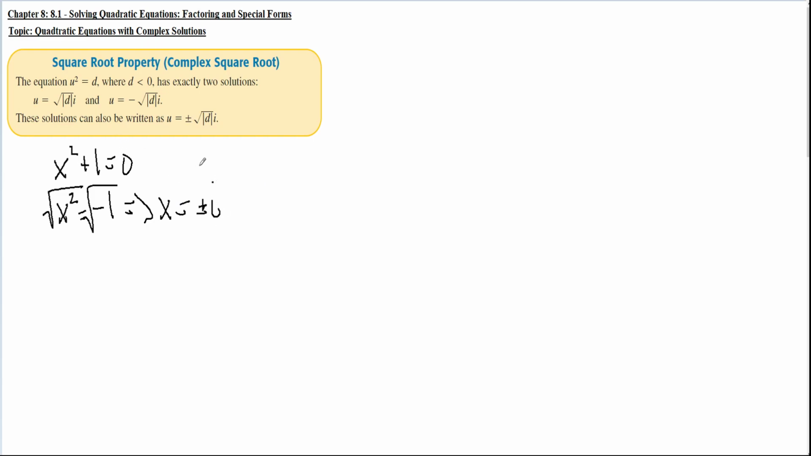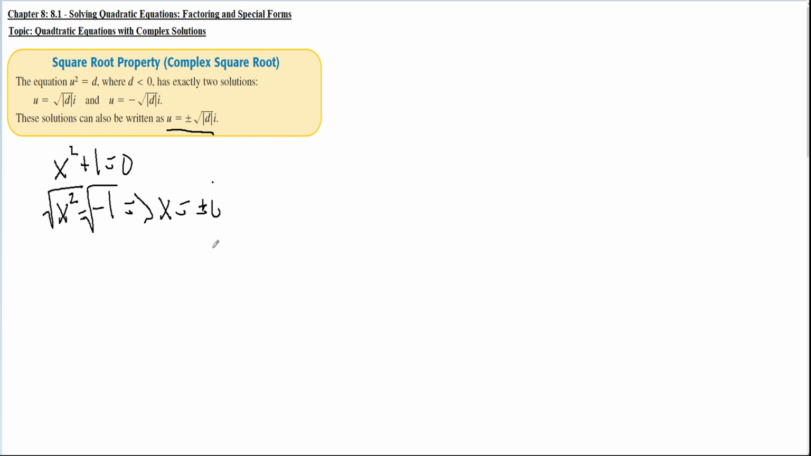Okay? And so, with this knowledge of complex numbers now, we can expand our square root property and include complex square roots. So if we say that the equation u squared is equal to d, where d is less than 0, then that has exactly two solutions. And the solutions are u is equal to the square root of the absolute value of d times i, and u is equal to the negative square root of the absolute value of d times i. Or you can just say plus or minus the square root of the absolute value of d times i.